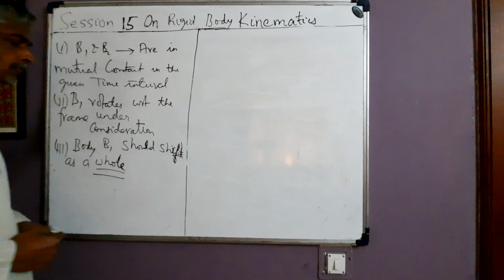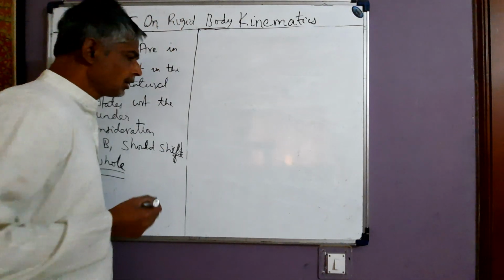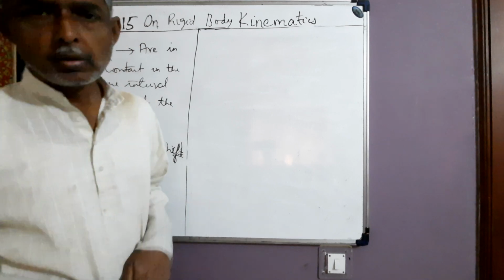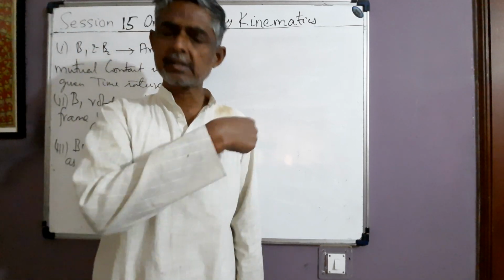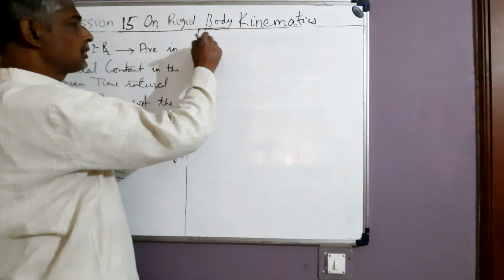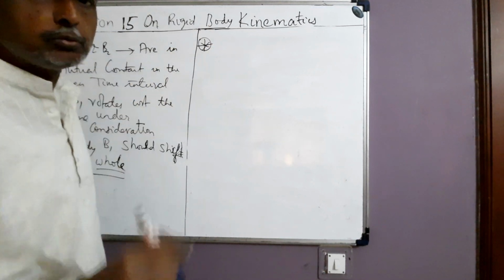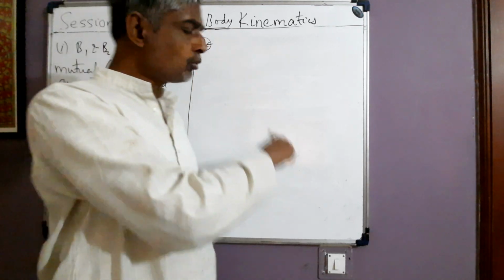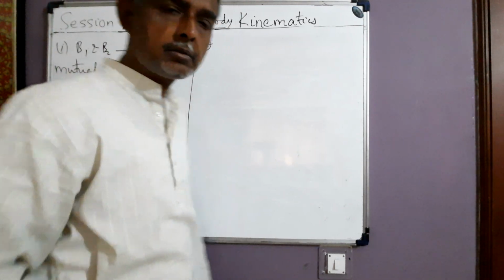Now one thing you must note down. When B1 rolls over B2, then in general at different instants of time, different material points of the two bodies come in mutual contact. This point is an important point to be observed.